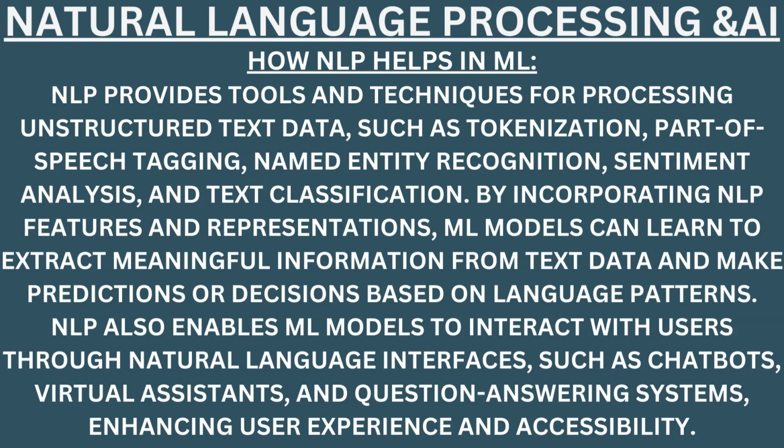Natural language processing provides tools and techniques for processing unstructured text data, such as tokenization, part of speech tagging, named entity recognition, sentiment analysis, and text classification. By incorporating natural language processing features and representations, machine learning models can learn to extract meaningful information from text data and make predictions or decisions based on language patterns.